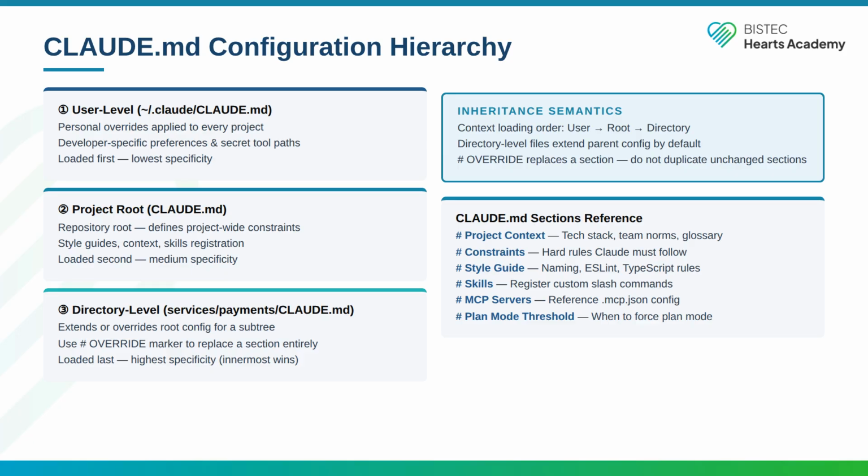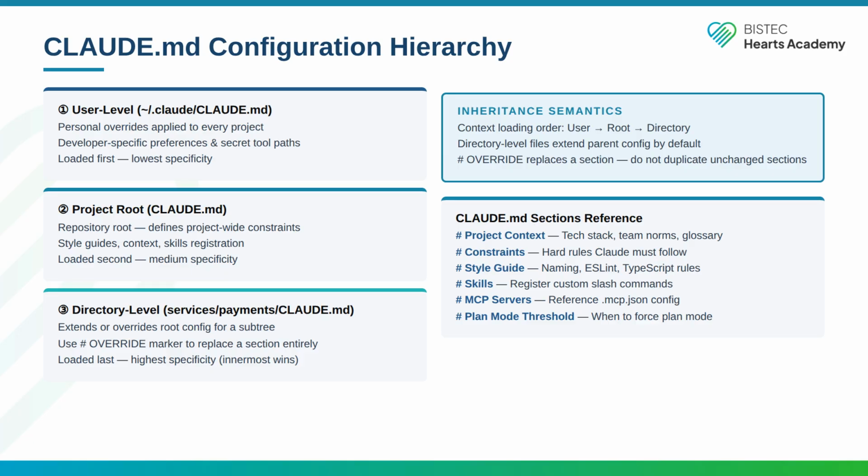The second level is the project root CLAUDE.md. This is the shared contract, the file that every engineer in every session, in every service directory will inherit from. This is where you encode your PCI DSS constraints, your TypeScript strict mode rules, and your team norms. Keep it lean. Under 2000 tokens is the target. Bloated root files are a design smell that signals you're overloading a single file with responsibilities that should be distributed across directory level files.